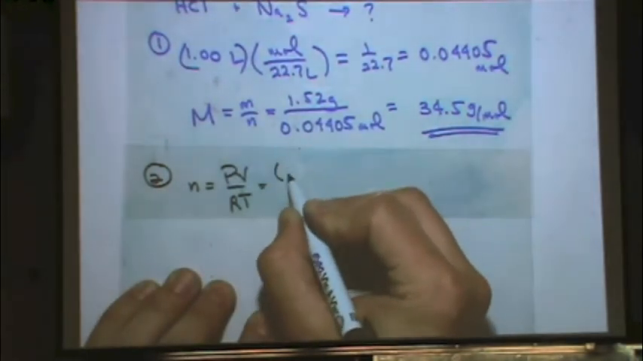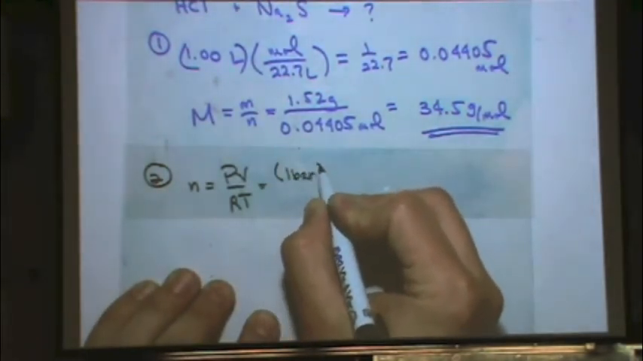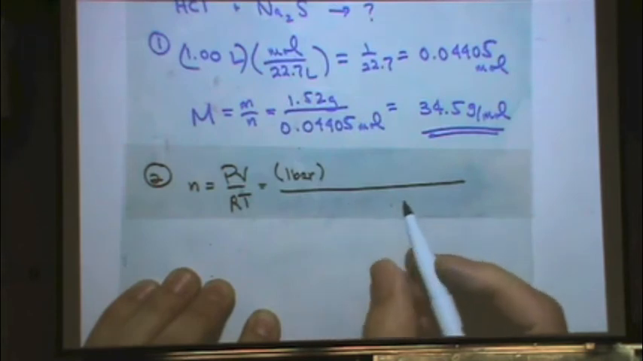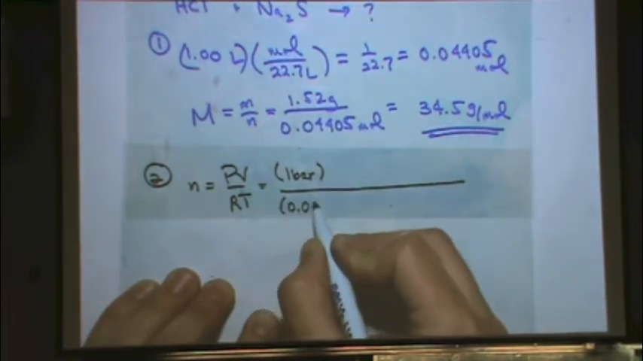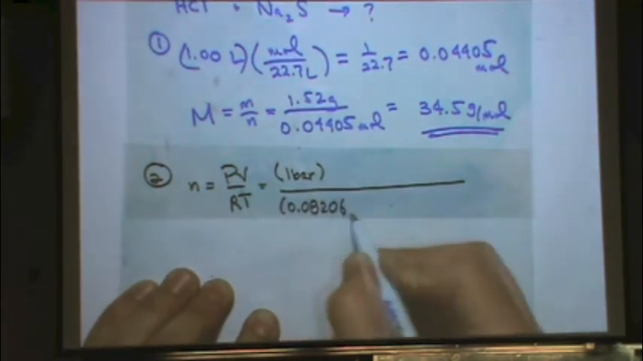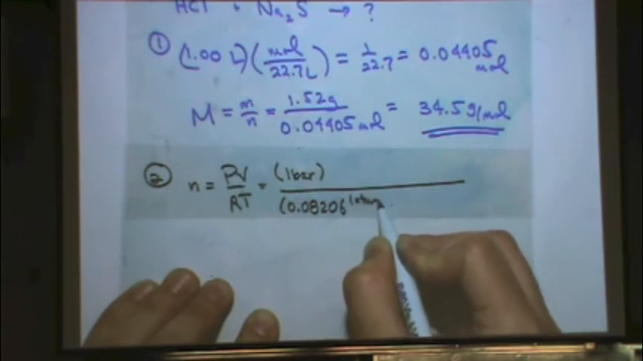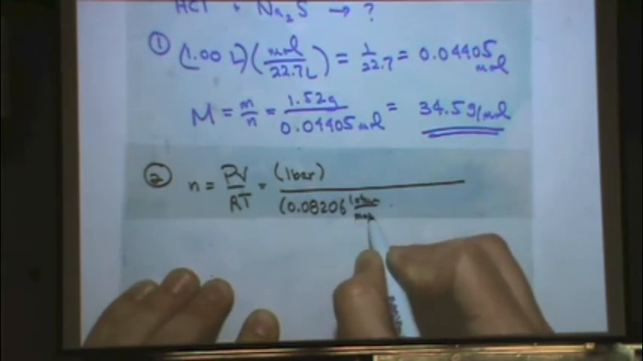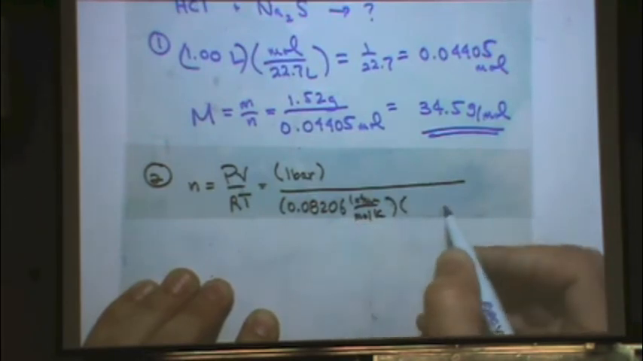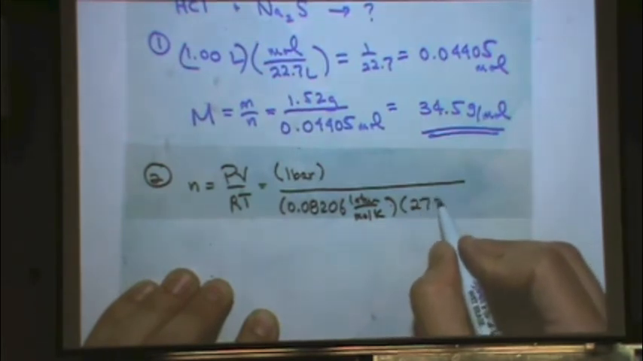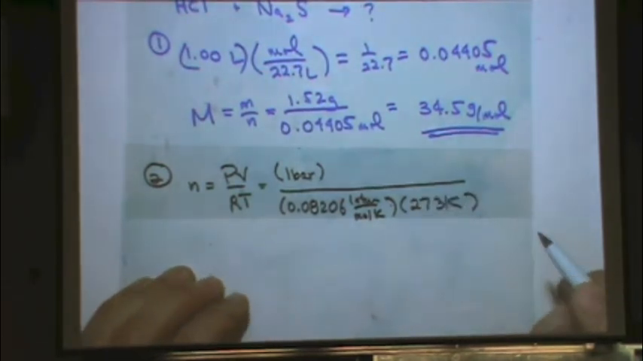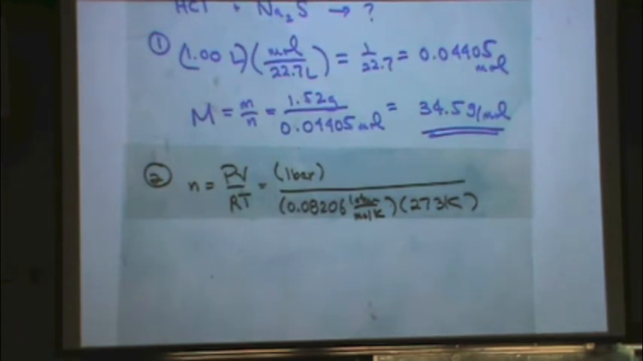So you go 1 bar, and let me do the denominator real quick here. 0.08206, this is the R I told you to use for the ideal gas law, per mole Kelvin, times the temperature, which is 273 K. Yeah, because it's standard temperature. Okay? 1 bar because it's standard pressure.